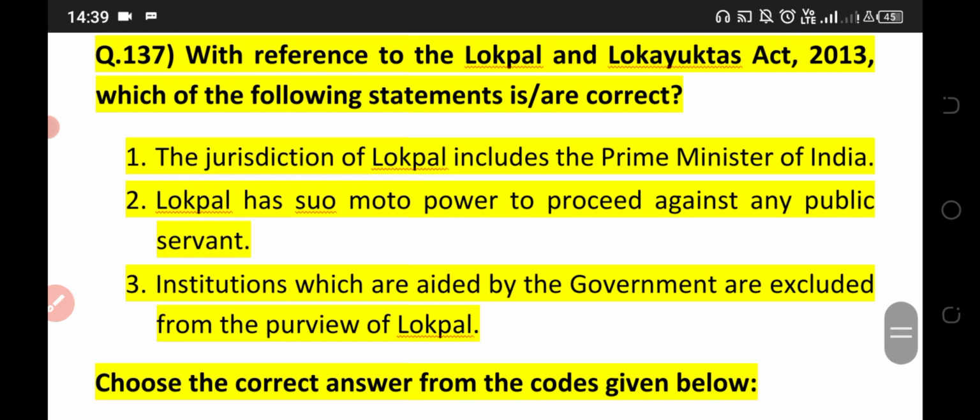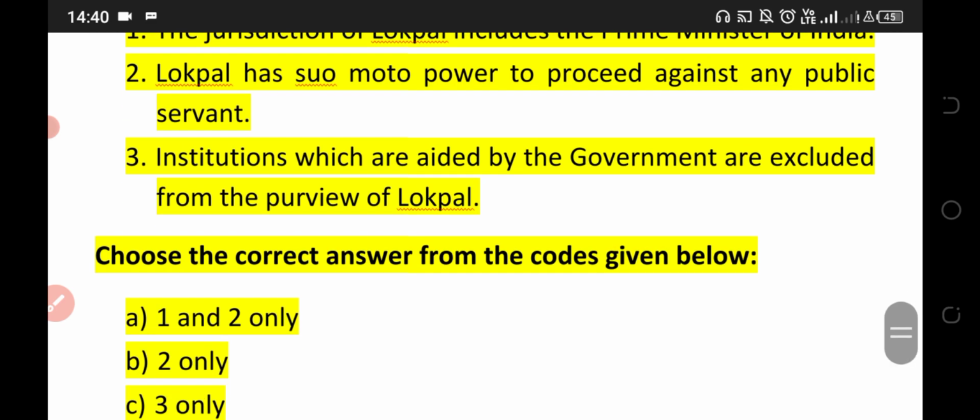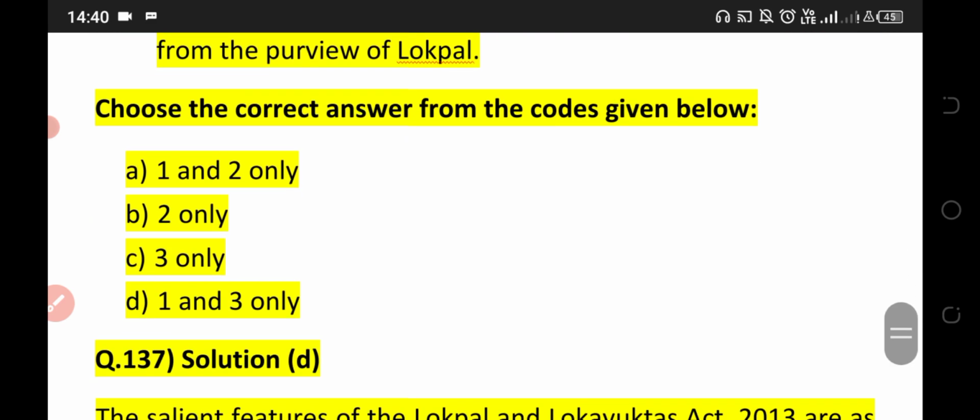With reference to the Lokpal and Lokayukta Act 2013, which of the following statements is/are correct? 1. The jurisdiction of the Lokpal includes the Prime Minister of India. 2. Lokpal has a suo motu power to proceed against any public servant. 3. Institutions which are aided by the government are excluded from the purview of Lokpal. Yes, 1 and 3.